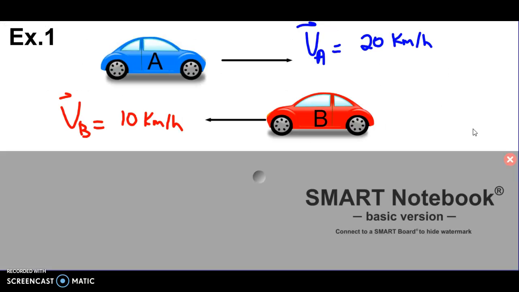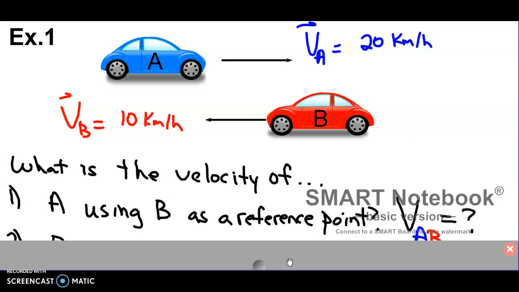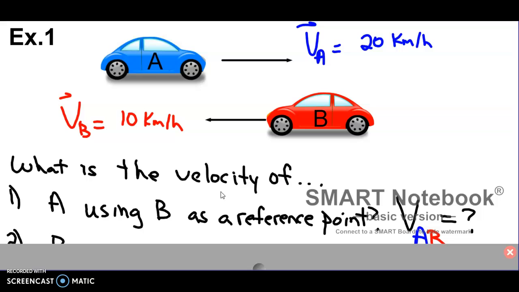Our first example here: if you want to draw this, draw these two little cars. Always know that you're not marked on artistic ability, just give it a go. So this is our question. We have car A with a velocity of 20 kilometers per hour, and car B with a velocity of 10 kilometers per hour. Question number 1: what is the velocity of A using B as a reference point?